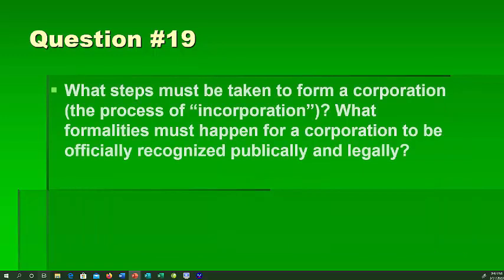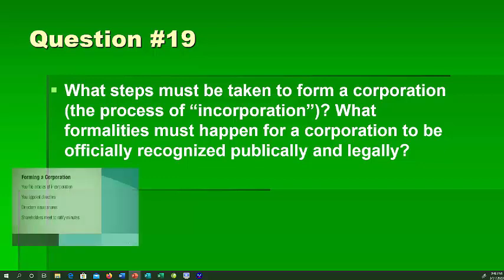Okay, question 19. What steps must be taken to form a corporation? What formalities must happen for a corporation to be officially recognized publicly and legally? You're going to be filing paperwork. So, you file articles of incorporation, and then you also go through the process of appointing directors. Then, after that, the directors issue shares of stock, and the directors meet to ratify the minutes.